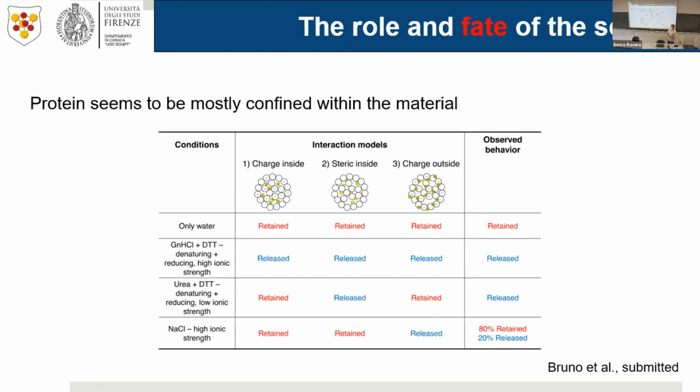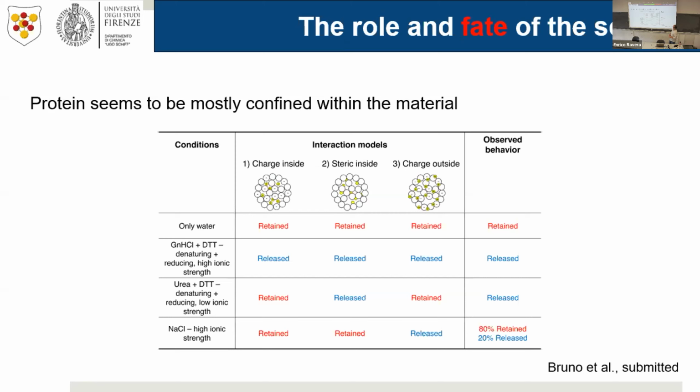We made some models. Either the protein is electrostatically trapped inside the material, or it is sterically trapped inside the material, or there is a charged electrostatic interaction and the protein is outside, as postulated by the latest 2019 paper. The expected behavior is that if you wash with water, the protein remains there. If you wash with a denaturant, everything is removed.